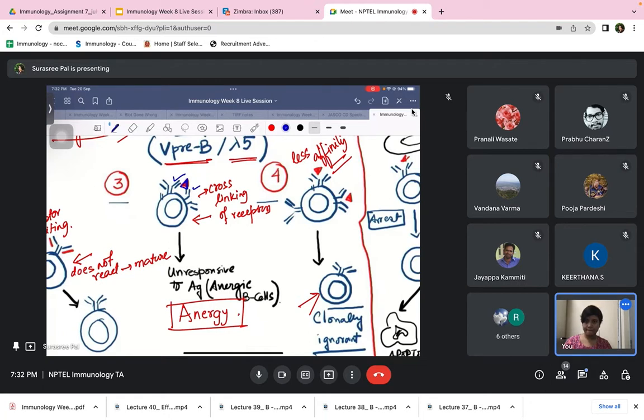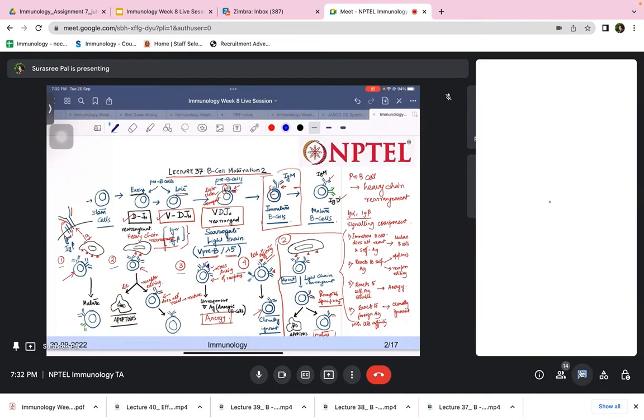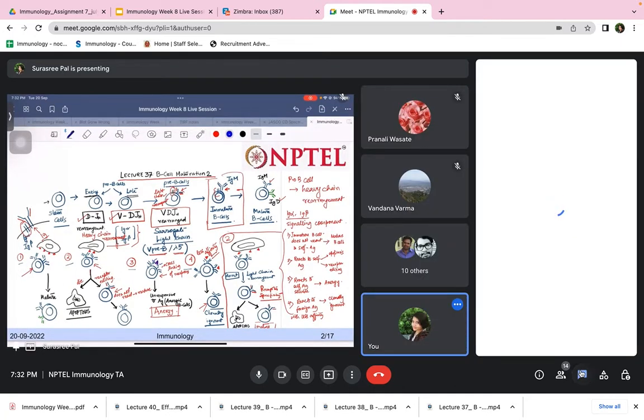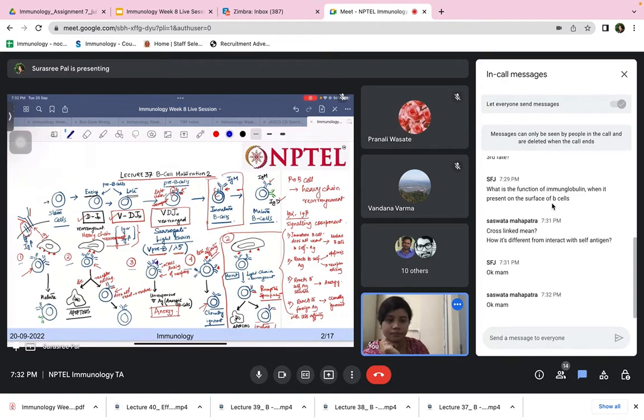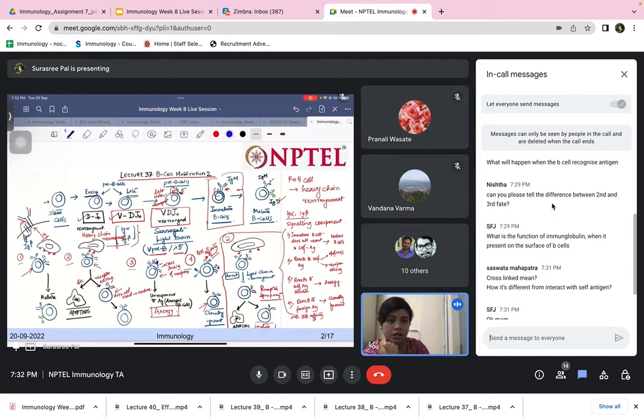Okay, there was another question. Is that okay? Nishtha is asking, can you please tell the difference between the second and third fate?